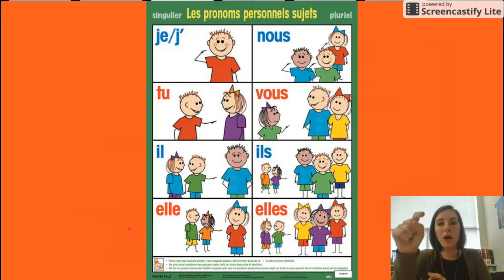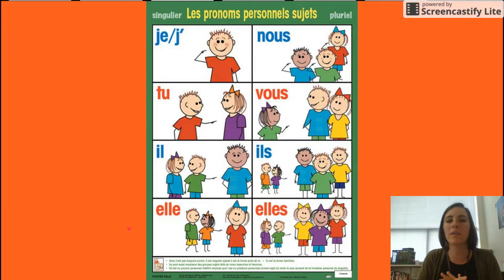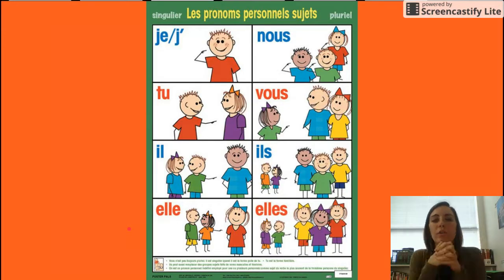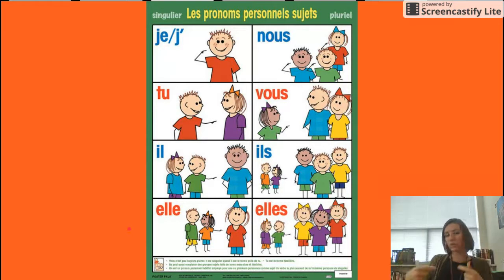Now, make sure you copy down this chart. We have this chart right here that shows you the different subject pronouns and then gives you a little action or something like that. So it's got a picture that describes je is pointing at me. Nous is pointing at all of us, okay? Vous is one girl or one person pointing at a group of other people and see that they have eye contact. They are looking at each other because they're involved in the conversation.